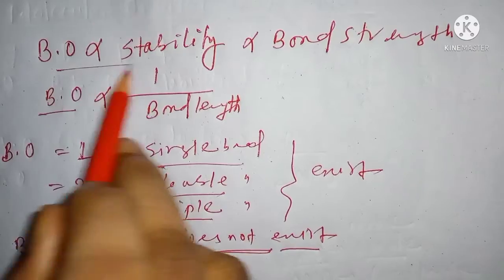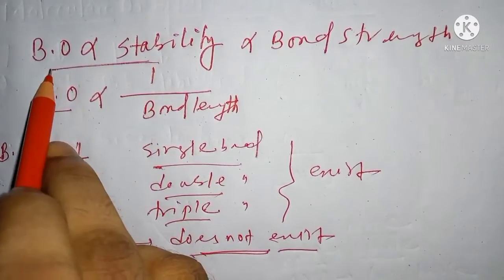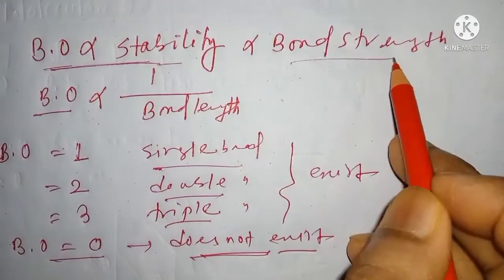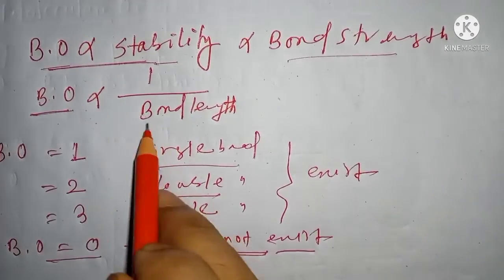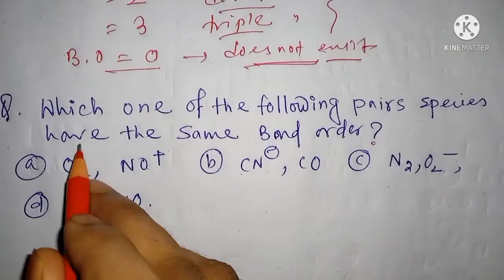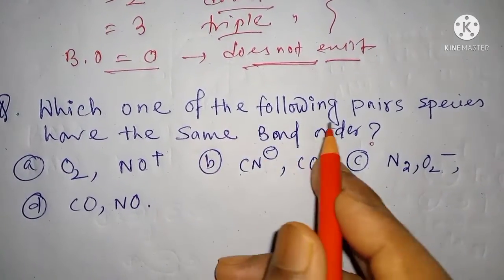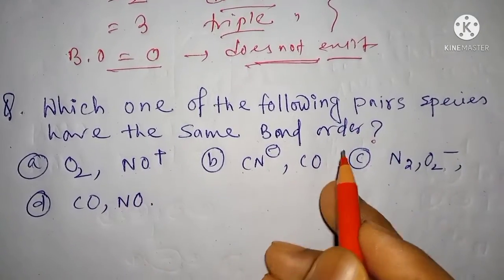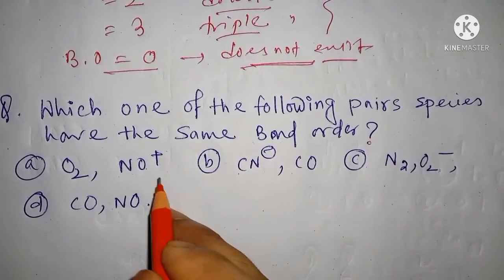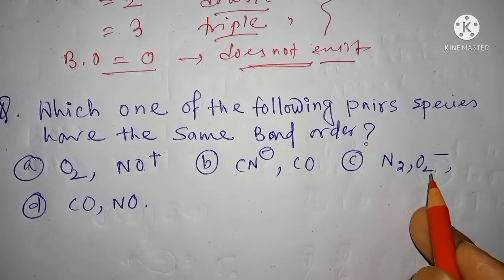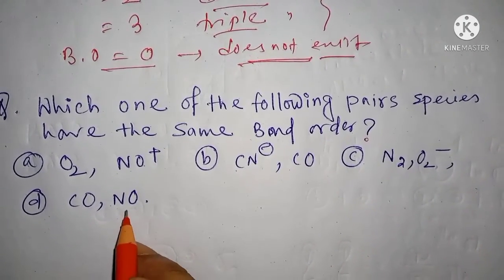Bond order is proportional to stability: bond order increases, stability increases, bond strength increases, or bond order increases, bond length decreases. Now question: which one of the following pairs of species have the same bond order? O2 and NO plus, CN minus and CO, N2 and O2 minus, CO and NO.